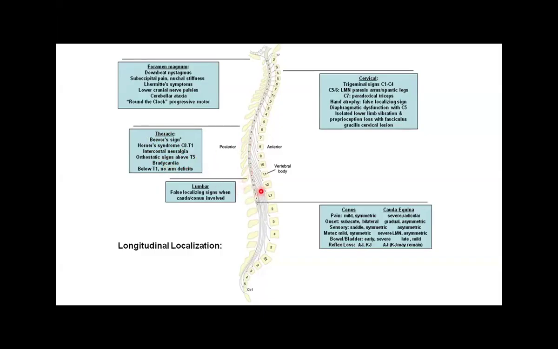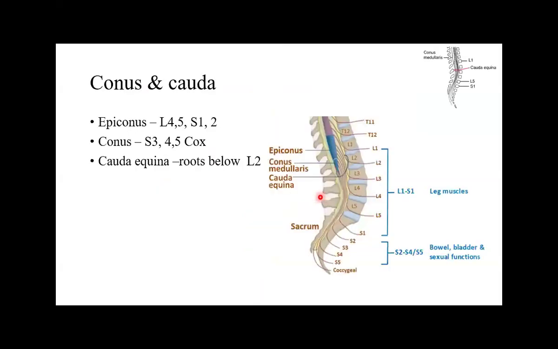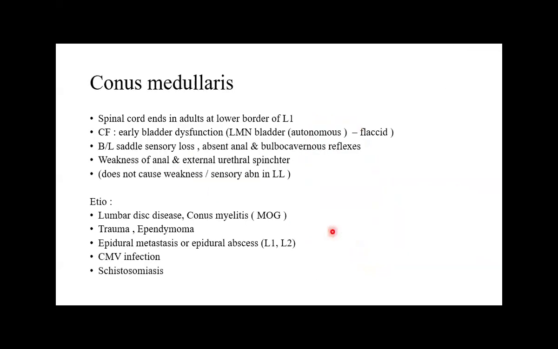And at lumbar level, false localizing sign due to conus involvement. Conus we will be seeing later. And in epiconus, the segments are L4, L5, S1 and S2. And conus, S3, S4, S5 and the coccygeal segment. And cauda equina, all roots below L2 come under cauda equina.